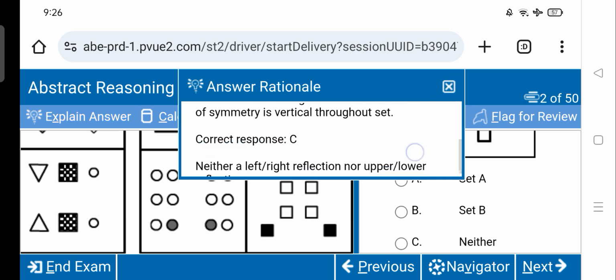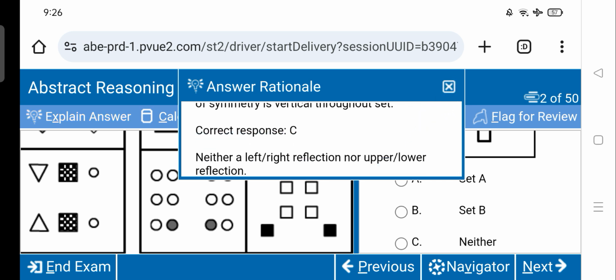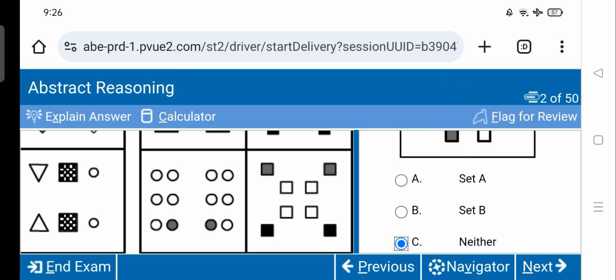So the correct option we have is C, neither a left or right reflection nor upper or lower reflection. So here the correct response is option C, that is neither.